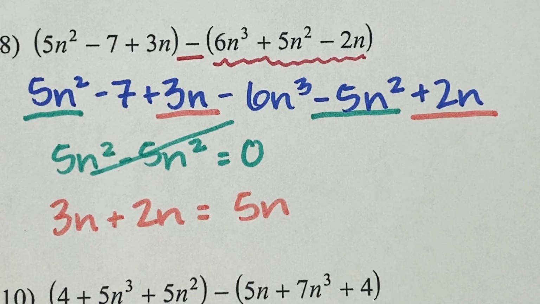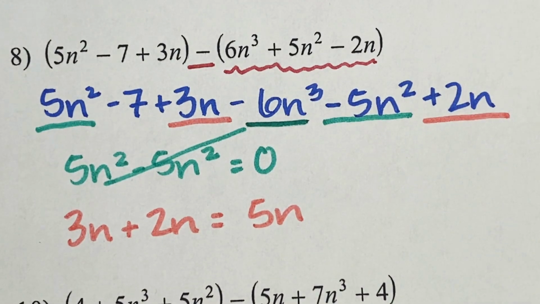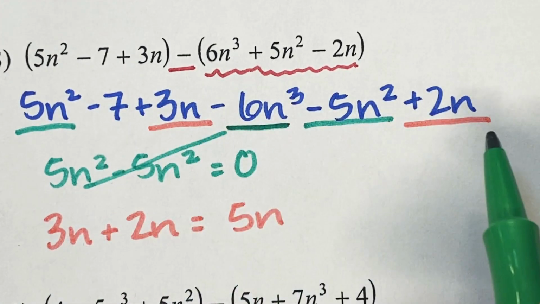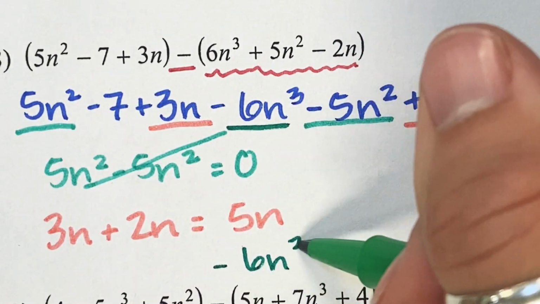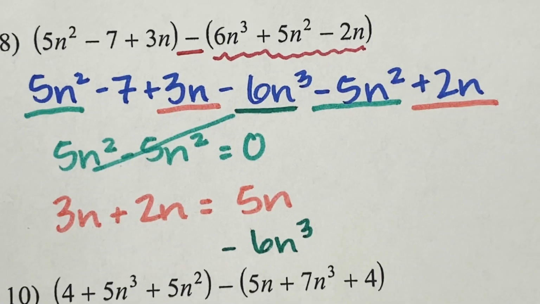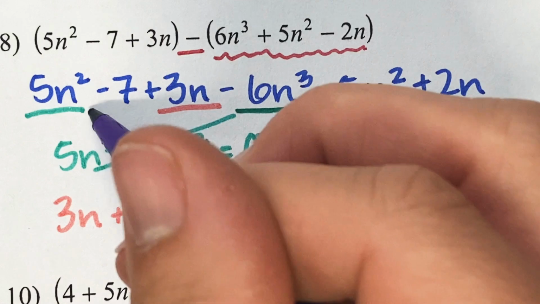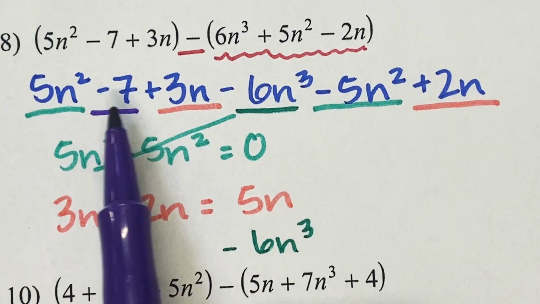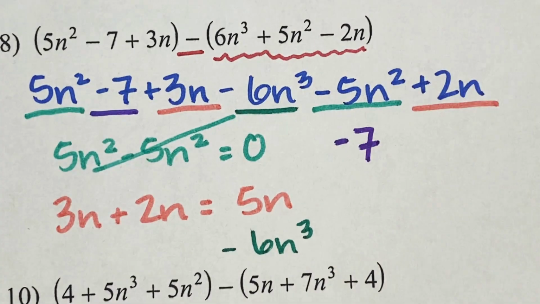Okay, what about this negative 6n cubed? Can I combine that with anything? Do you see any other n cubes? No. Okay, so this just stays negative 6n cubed. And our very last term that we haven't underlined yet is going to be this negative 7. Is there anything that I can combine the negative 7 with? Any other constants? No, so that also stays negative 7.